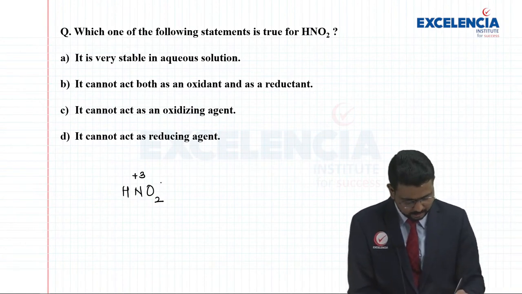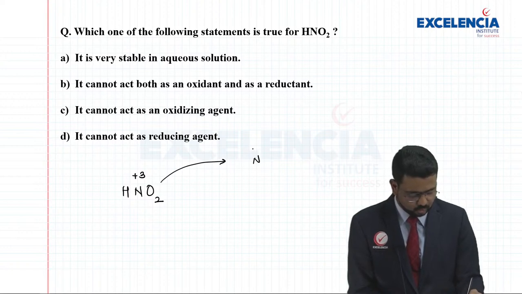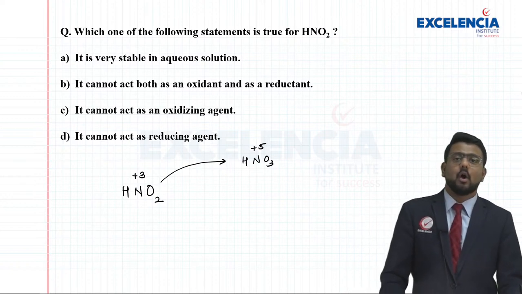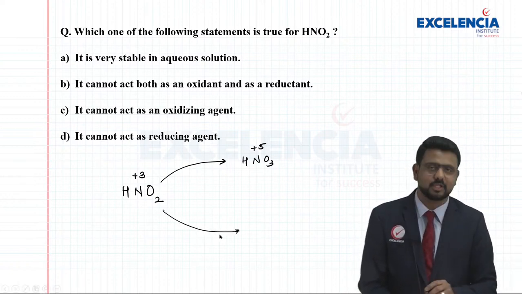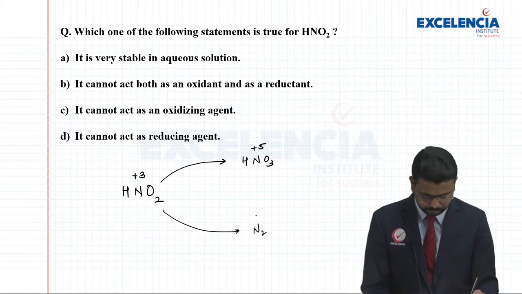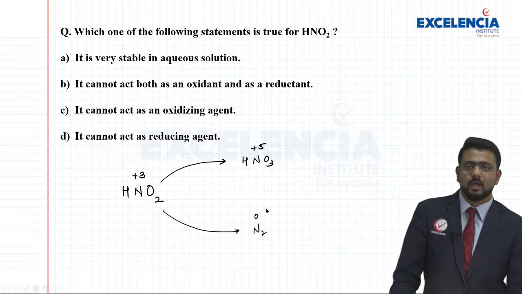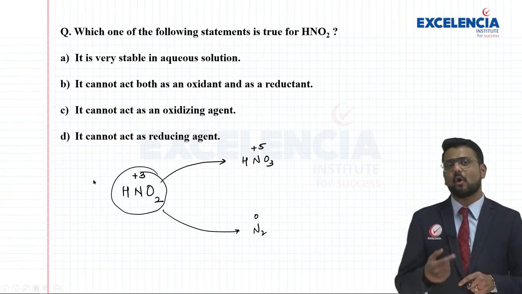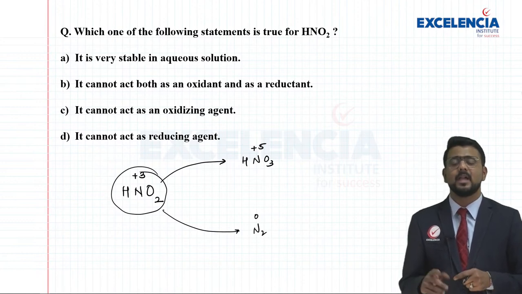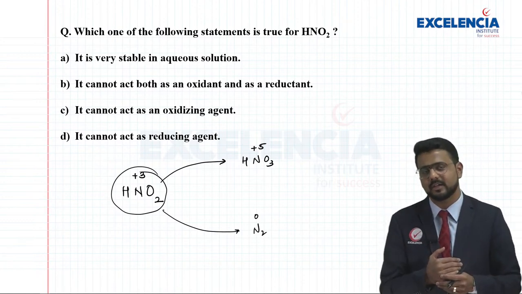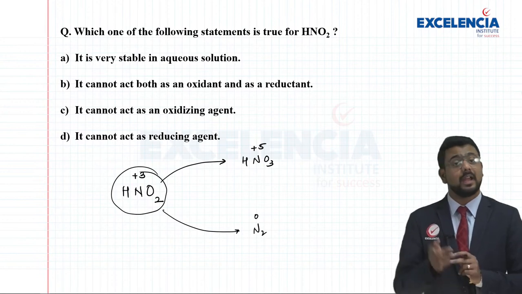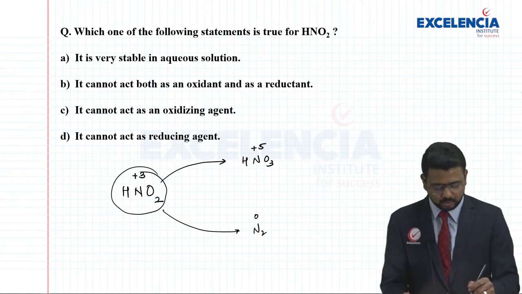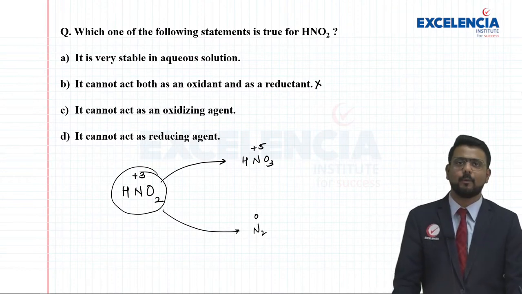So here, it can get oxidized to nitrogen in the +5 oxidation state. One of the examples here could be HNO3, right? Or it can get reduced to lower oxidation states, like N2, wherein the oxidation state is 0. So the point is, because nitrogen here is showing an intermediate oxidation number of +3, it can get oxidized or it can get reduced depending on the situation, depending on the condition. And hence, it can behave as both an oxidizing as well as a reducing agent, right? So definitely option B will not be a correct option, right?